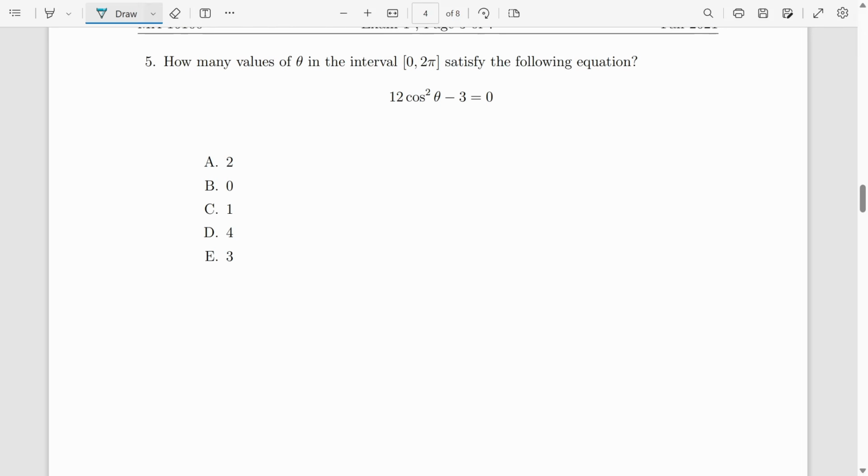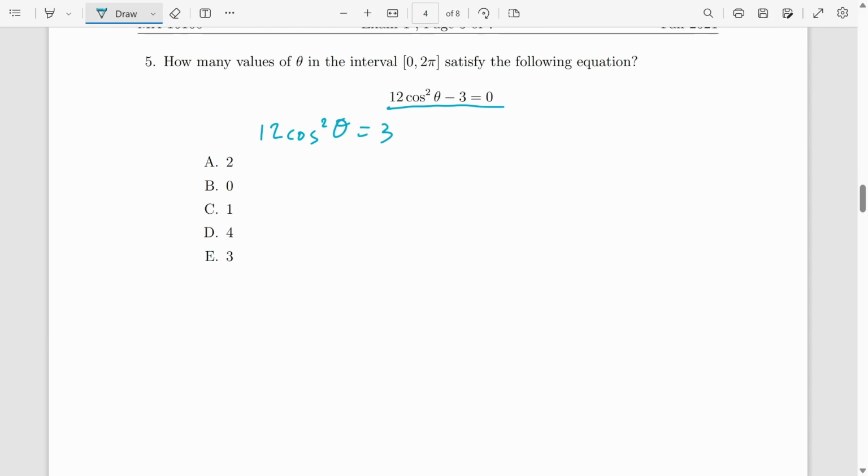So I'm going to do more of a visual approach in explaining this problem. There's still going to be a little math involved, but I think graphing this out and using the unit circle is going to be easier to explain how to solve this one. Before we do that, I'm going to simplify this equation. I'm going to get cosine of theta all by itself. To do that, we can add 3 on both sides. So this becomes 12 cosine squared theta equals 3.